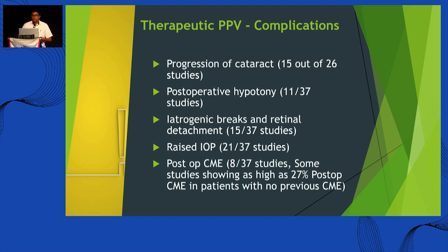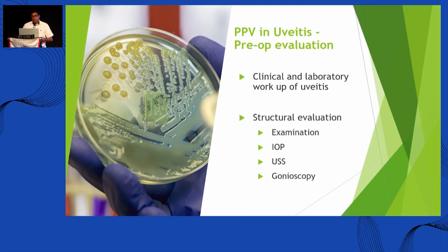How about the problems? All of the studies demonstrate that there is a progression of cataract, development of postoperative hypotony, the risk of iatrogenic tears and detachment is there, and there is a significant number of patients who showed elevated IOP after the surgery. And not only that, some studies actually showed that 1/4 of the patients developed macular edema after the surgery, despite not having macular edema in the first place. So that's the evidence. So what do we do as retinal surgeons?